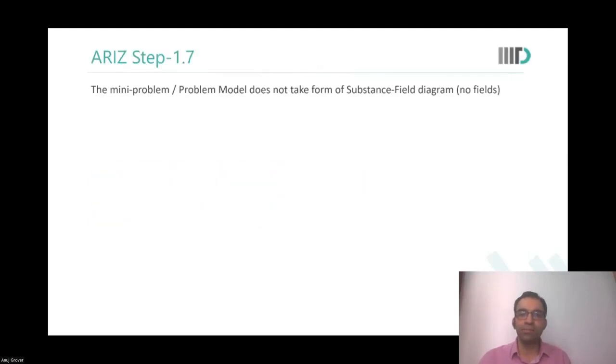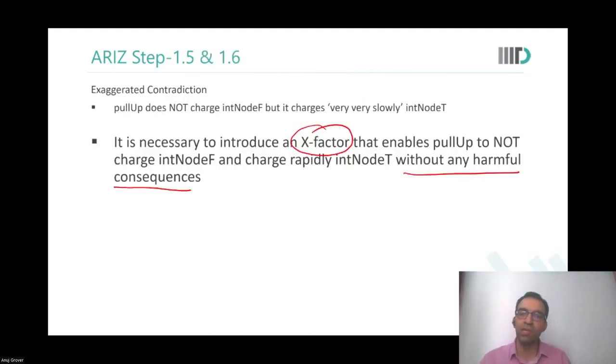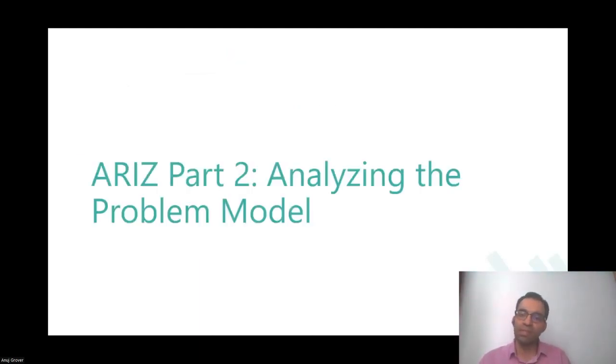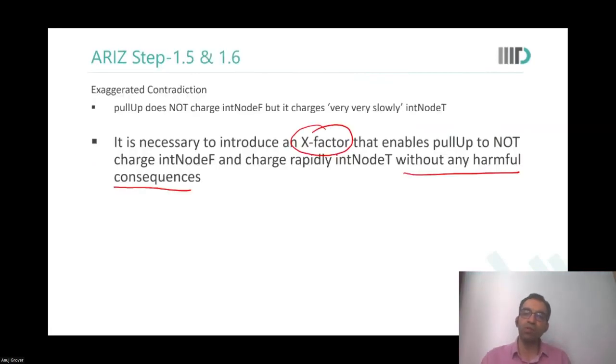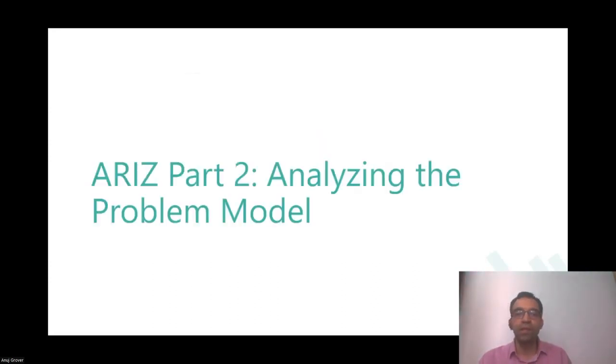So the mini problem or the problem model has no substance field diagram per se, because there are no fields, there are these components only. So we simply say that, okay, we want to introduce an X factor which charges rapidly and does not charge int node F at all. Then we go to part 2, where we analyze the problem model now.